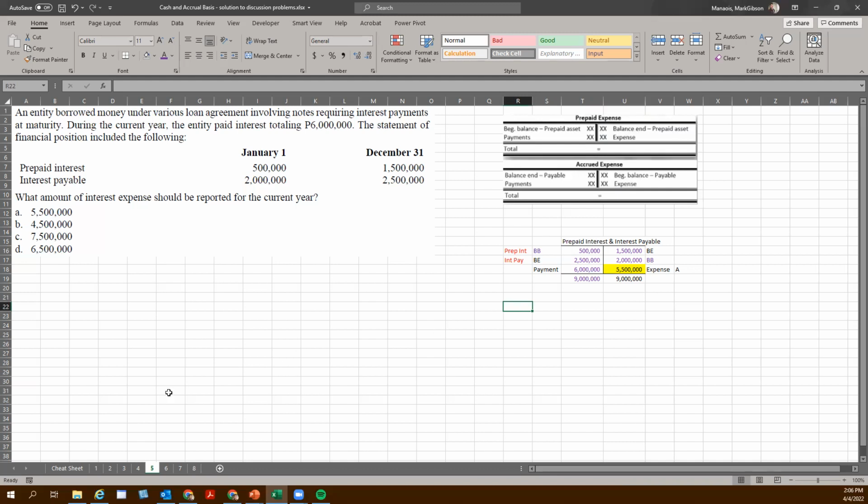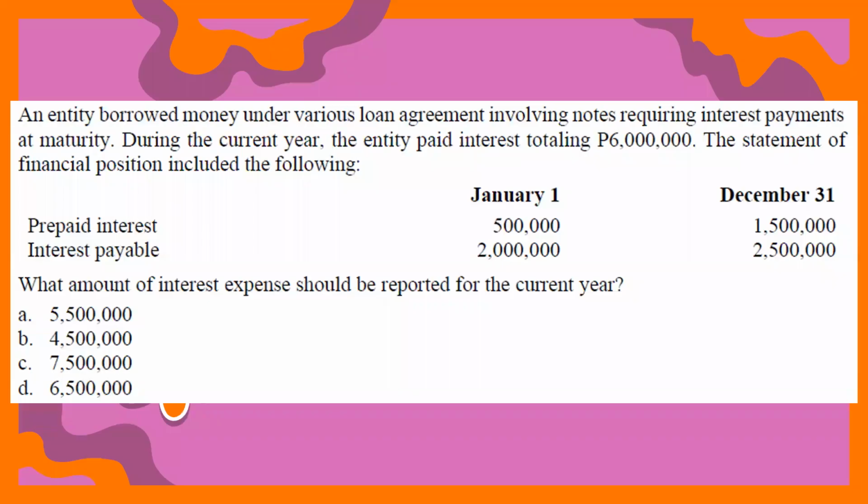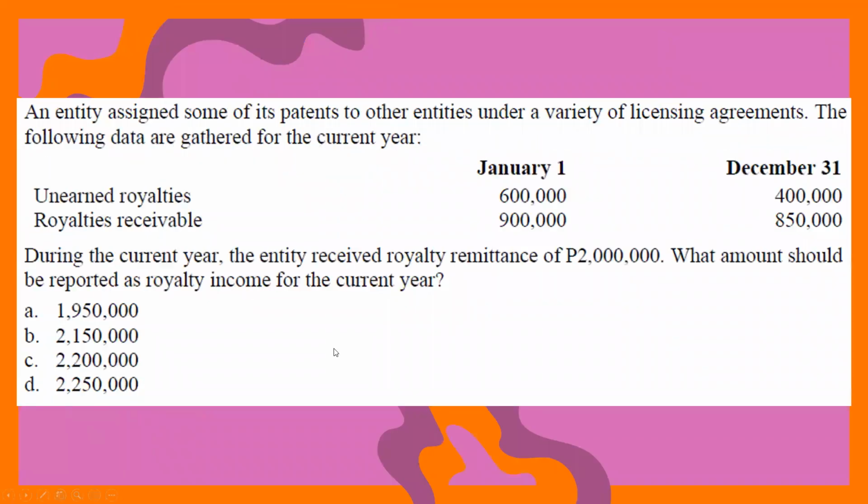So that's problem number 5. Let's have problem number 6. So problem number 6, ito naman, during the current year, the entity received royalty remittance of 2 million. What amount should be reported as royalty income for the current year?